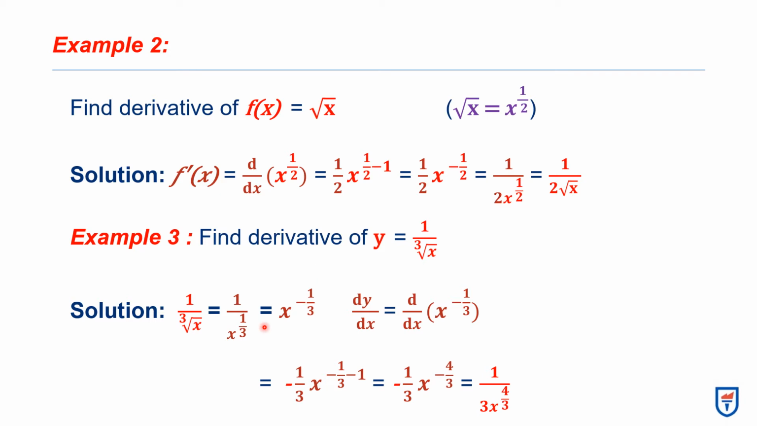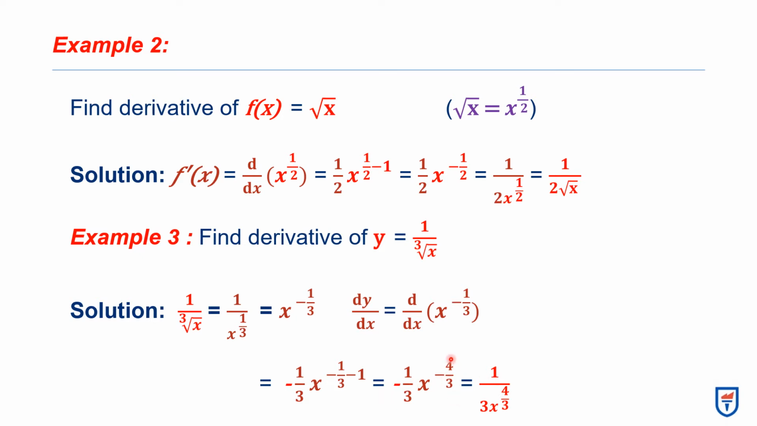So when we apply our derivative now, dy/dx on x to the power minus 1/3, we take the power, which is minus 1/3, then we multiply with it and say minus 1/3 times x to the power minus 1/3 minus 1. We reduce minus 1/3 with minus 1. So minus 1/3 minus 1 is going to be minus 4 over 3. So we end up having minus 1/3 x to the power minus 4 over 3.